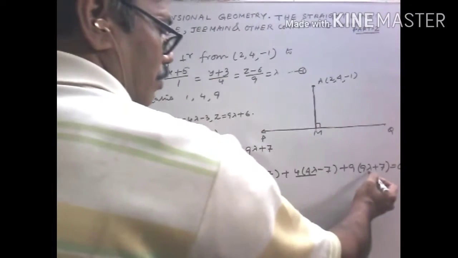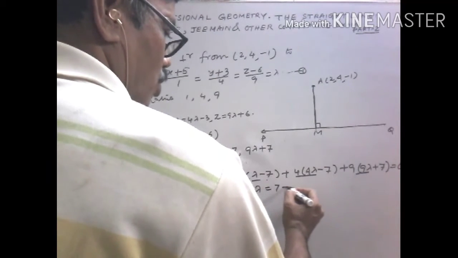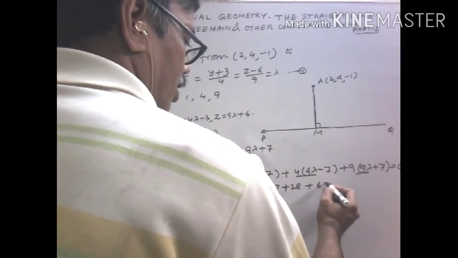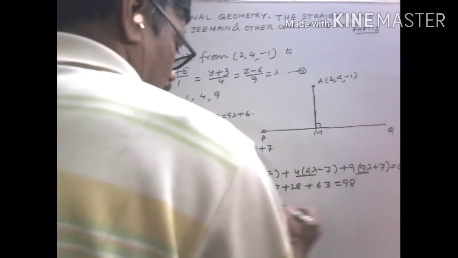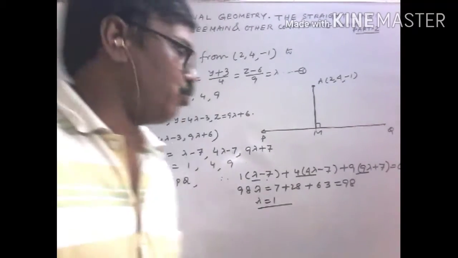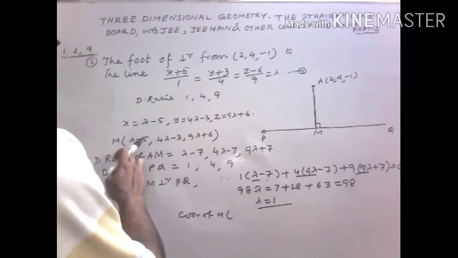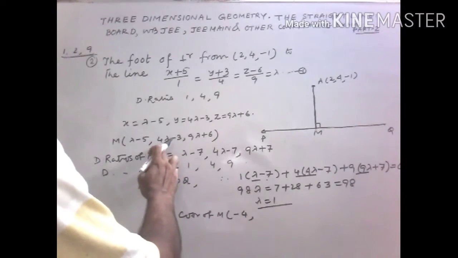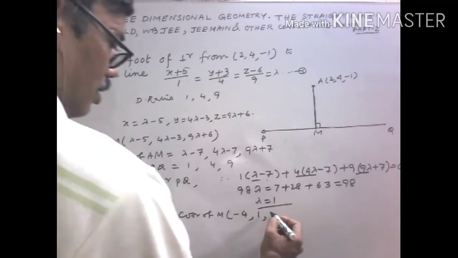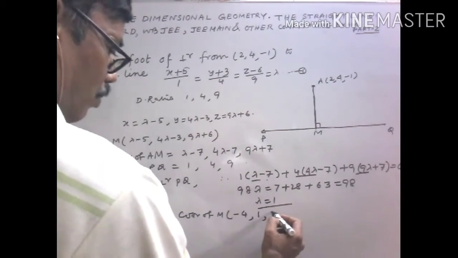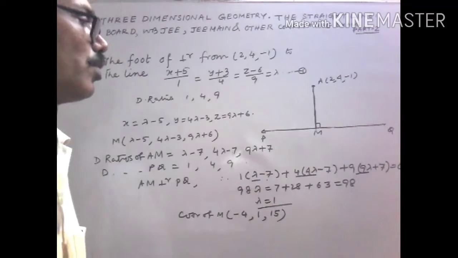So lambda, 16 lambda, and 81 lambda gives 98 lambda. Then minus 7, minus 28, plus 63 gives 28. So 98 lambda equals 98, so lambda equals 1. Once we get lambda, putting its value we get M. So the coordinate of M: 1 minus 5, so minus 4; 4 minus 3, so 1; and 9 plus 6, so 15. So we get the foot of perpendicular.